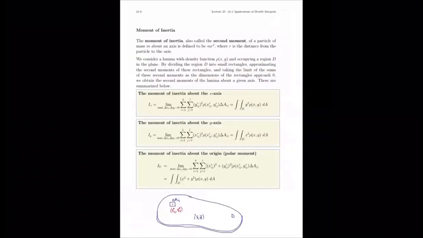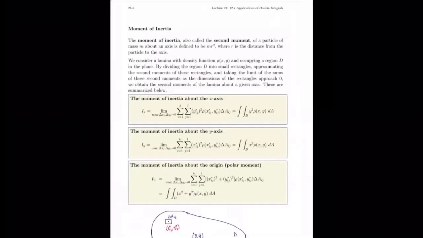Next is the moment of inertia. The moment of inertia is the tendency of a particle some distance from an axis to rotate, or to resist rotation. What we've got below is, again, a lamina D. We won't go through all the details of the discrete case because the work here is very similar to what we've done in past problems. Only now, our second moment is calculated as m times r squared, where r is the distance from the particle to the axis.